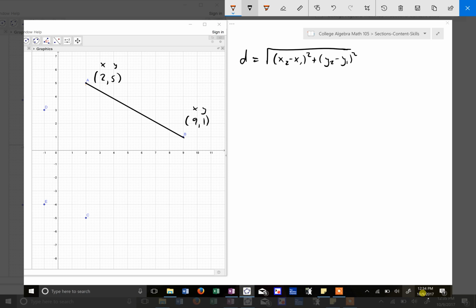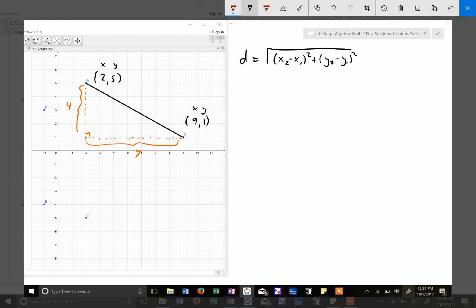If I were to go straight down from A and then straight over, I would be making a right angle triangle. Now, this distance here is, let's see, 1, 2, 3, 4. There's 4 units. And this distance here is 1, 2, 3, 4, 5, 6, 7.